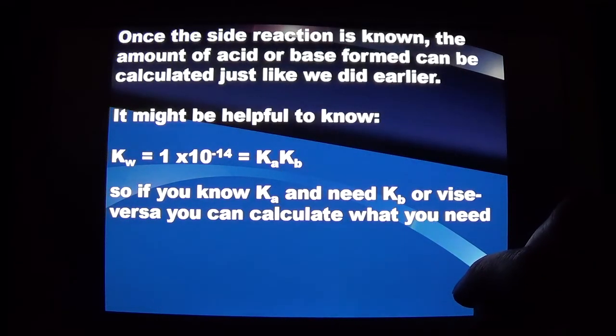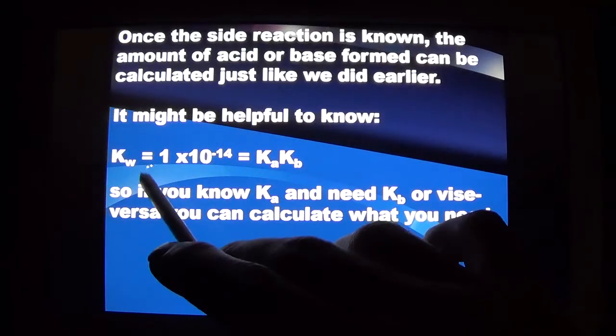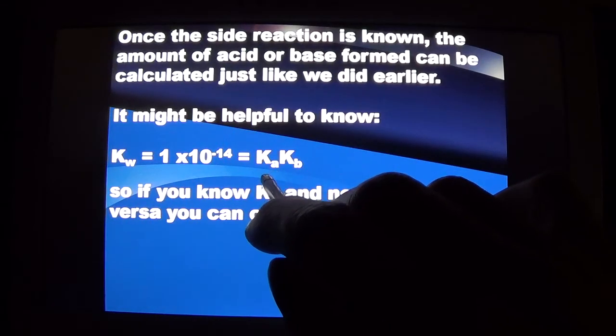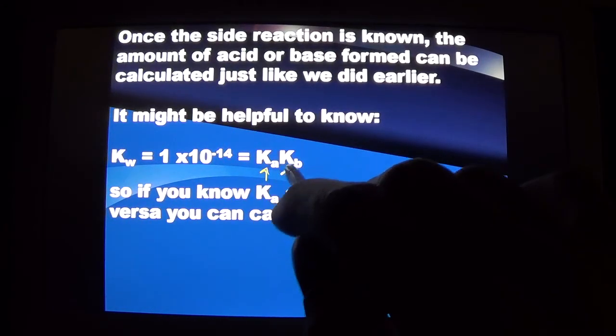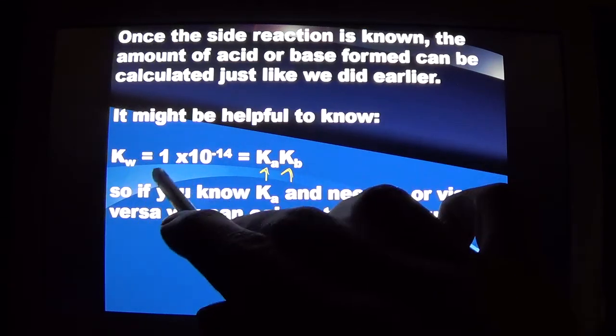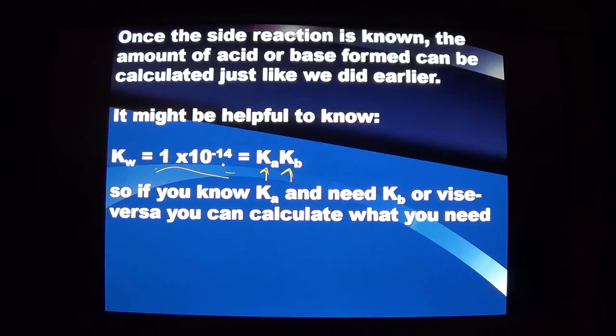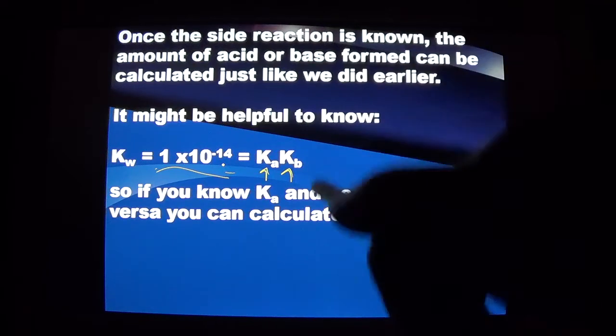Okay. Now, it might also be helpful to know for things that we're going to be working with that we have this equation to convert from Ka to Kb. Ka times Kb gives us Kw, and we know the number for Kw. And by the way, this formula is on your formula chart, so don't memorize it. It's there. Just look it up and use it. But that's exactly how we use it.